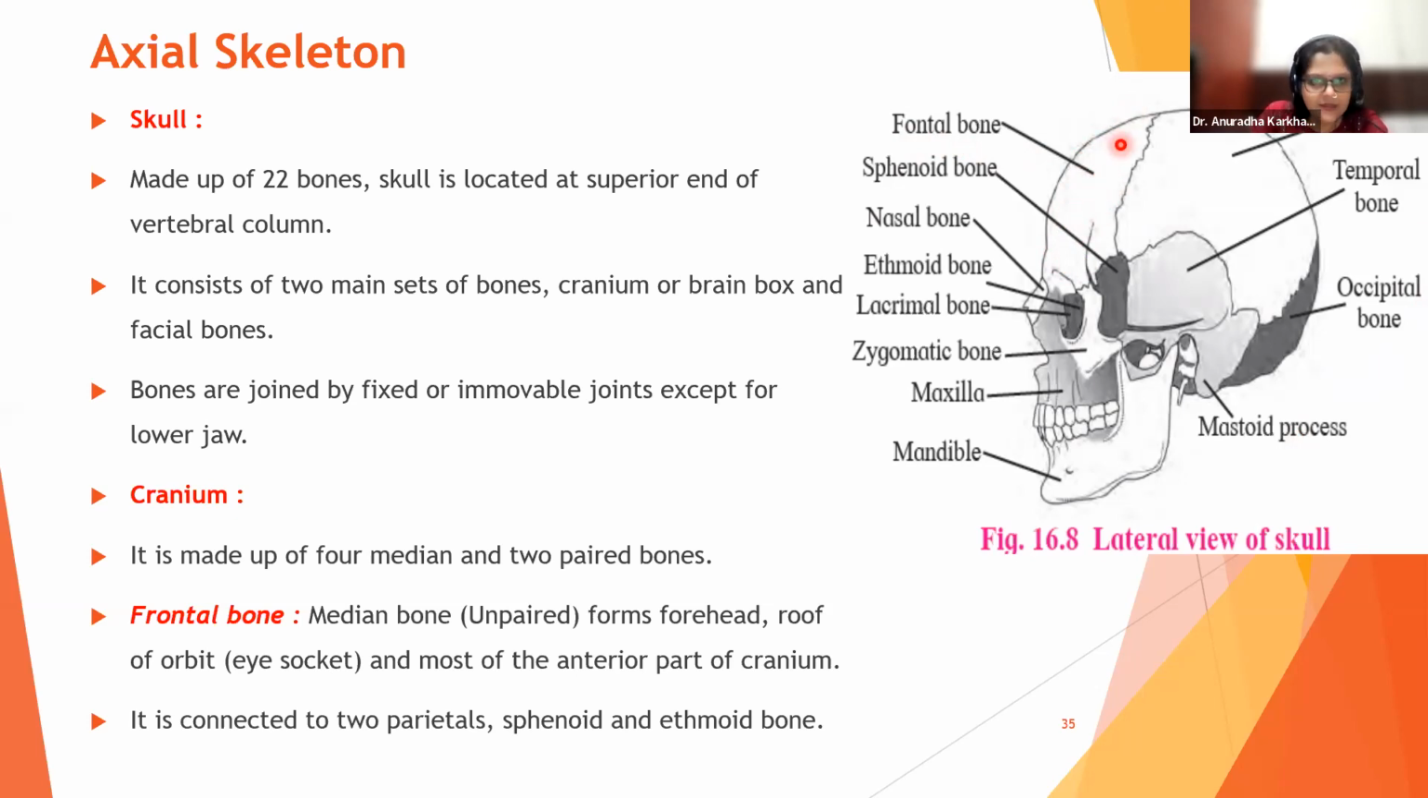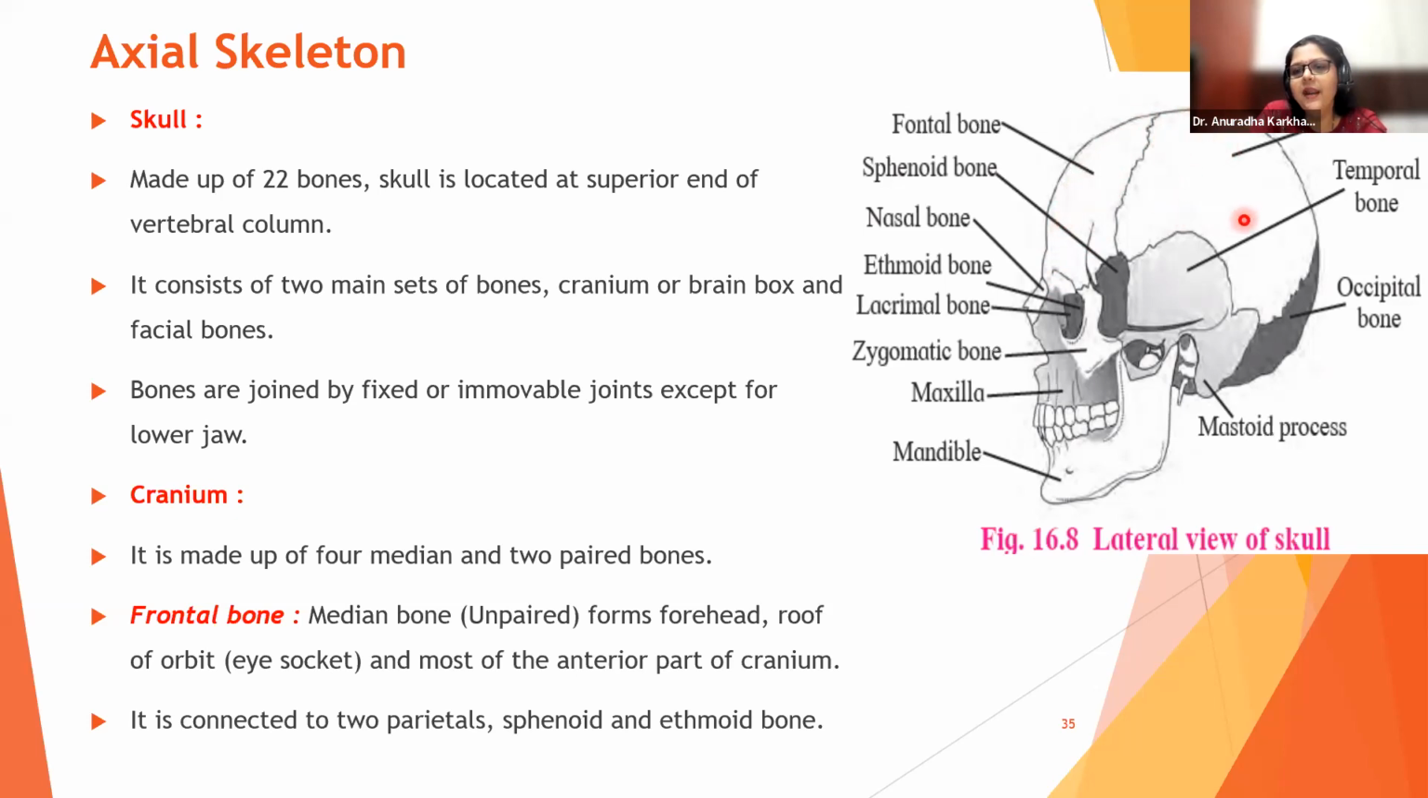Roof of orbit, that is the eye sockets, and most of the anterior part of the cranium. So it is the most anterior, the front-most region, the frontal bone. It is connected to 2 parietals, sphenoid and ethmoid bone.